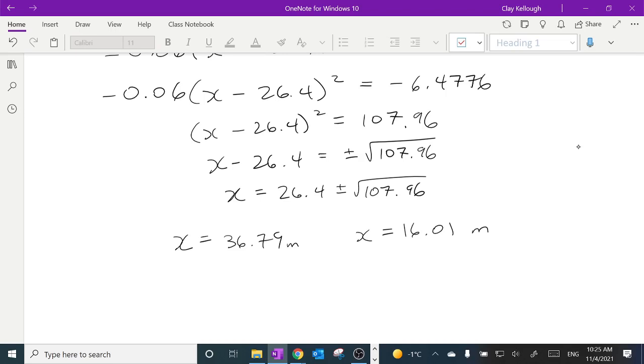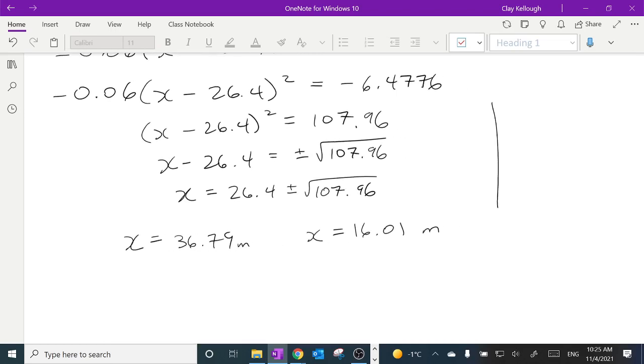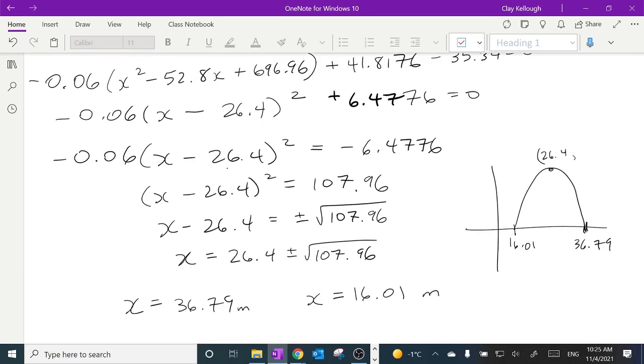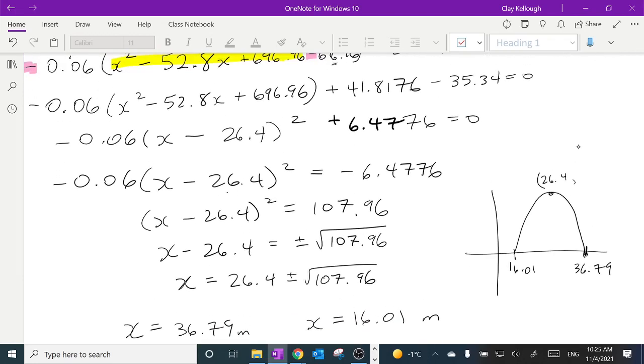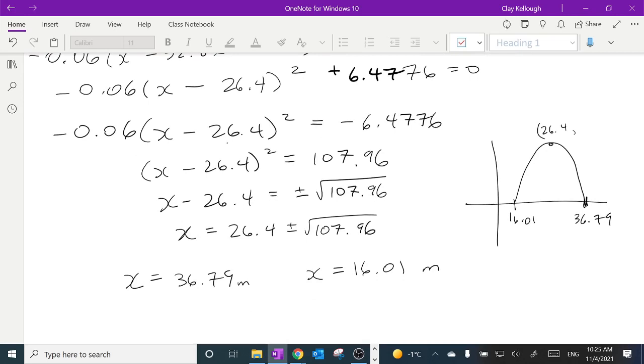So there we go. What do we know about these two numbers? Well, think about this. This is a graph. This is a very rough graph. 16.01 is the first x-intercept, and then it goes up, and then it goes down to here at 36.79. The vertex, if I wanted it, was 26.4 comma, what was the other number on that? Where are we? There we are. 26.4 and 6.4776. So there we go. That's all the information I have about this parabola.